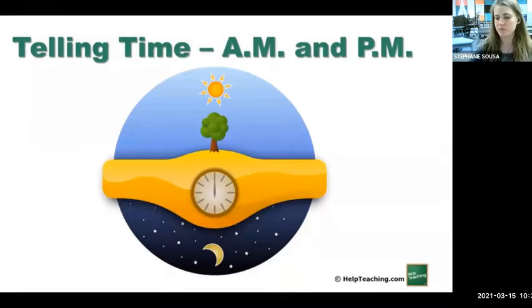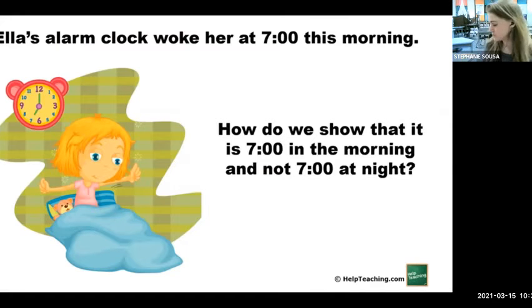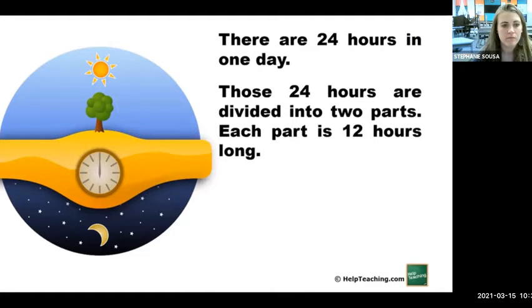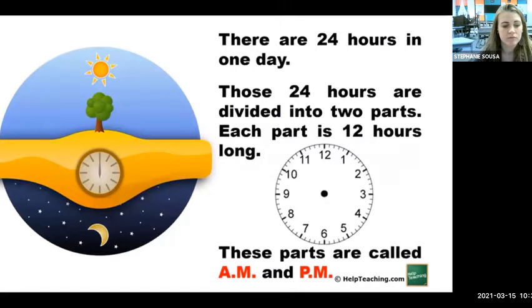Telling time, AM and PM. Ella's alarm clock woke her at 7 o'clock this morning. How do we show that it is 7 o'clock in the morning and not 7 o'clock at night? There are 24 hours in one day. Those 24 hours are divided into 2 parts. Each part is 12 hours long. These parts are called AM and PM.